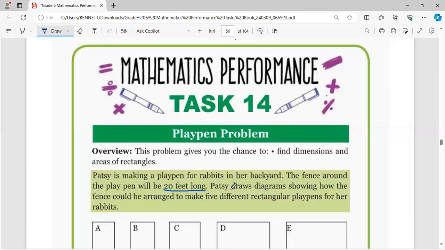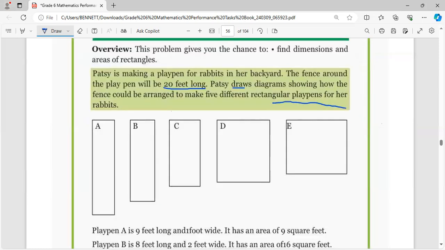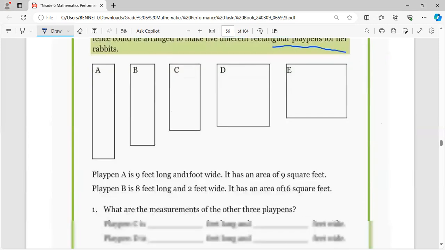Patsy draws a diagram showing how the fence could be arranged to make 5 different rectangular playpens for her rabbits. So you remember the one that we did with the 5? For those persons who were not here, they can benefit from this one. It's very similar to that one. So see, these are the 5 possible playpens. They have A, B, C, and D. And remember what they said? They give us the perimeter already.